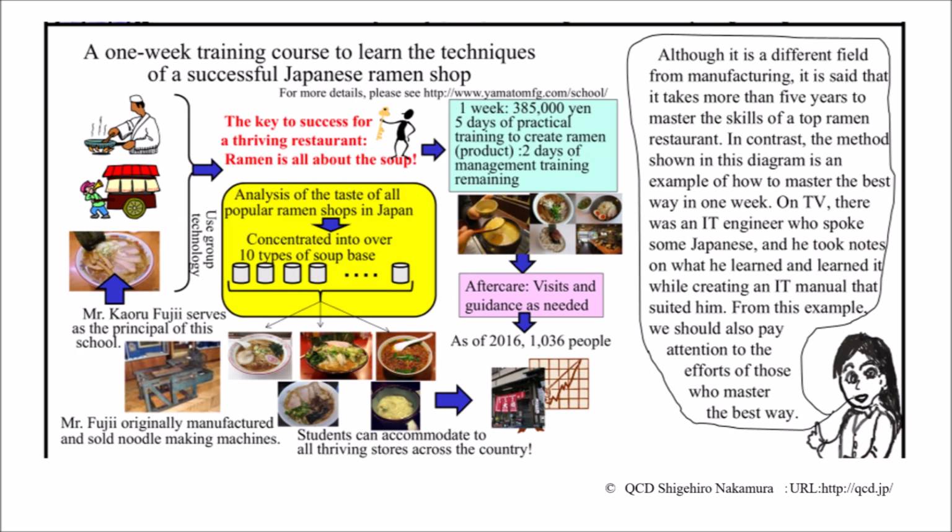Like sushi, ramen is now a representative Japanese food known around the world. It generally takes more than 5 years of training to acquire the skills to maintain a ramen shop. However, by using the method shown in this diagram, it is possible to make ramen that will attract a flood of customers in just 1 week. In a sense, the method of learning is a requirement of the quality assurance actual situation diagram.